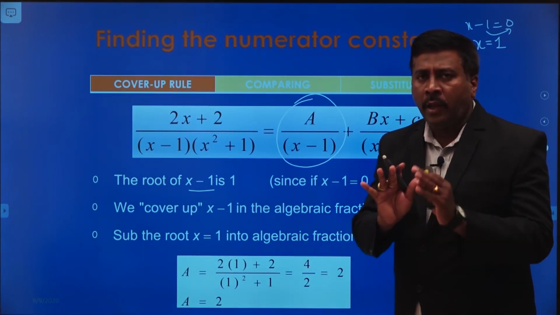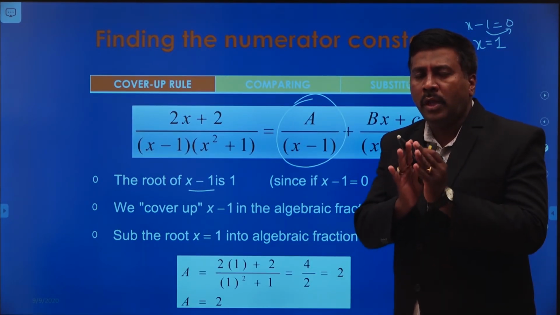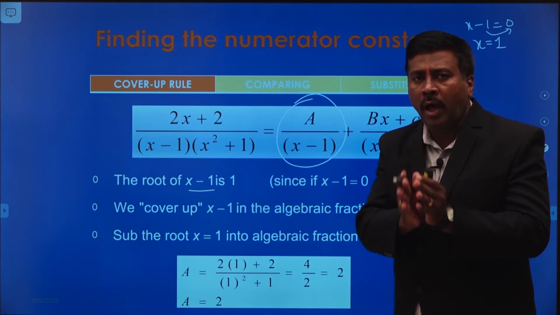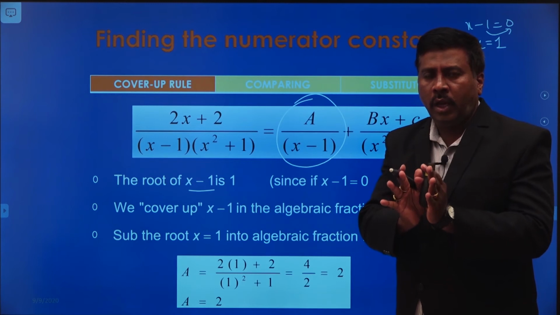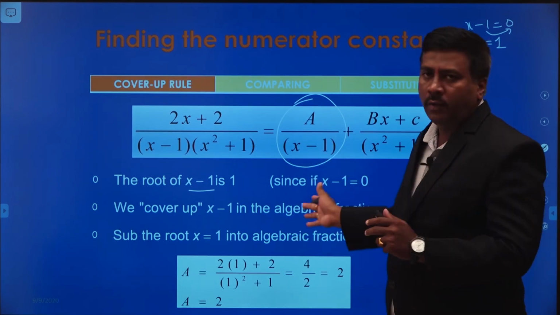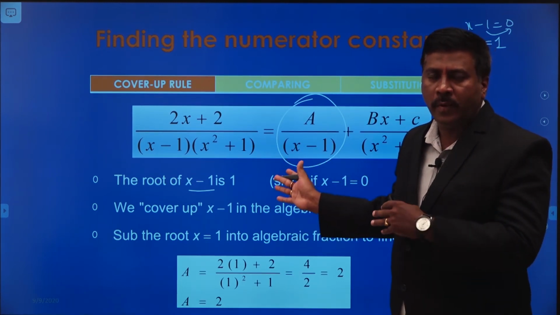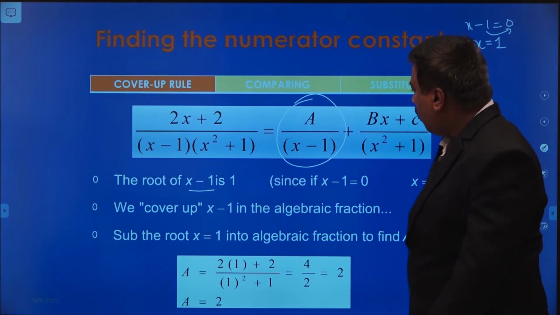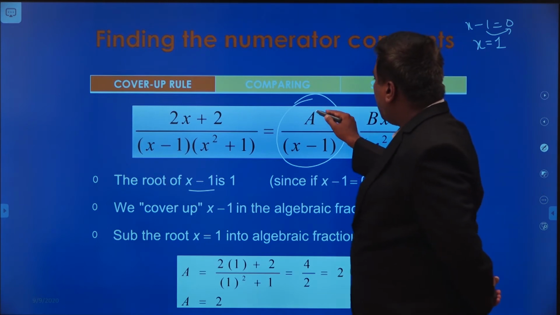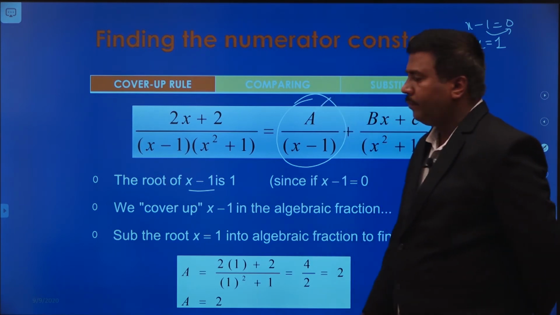Please keep in mind, this cover up rule is only applicable as a shortcut technique. Don't use this process for an actual problem. That is, if the problem is asking for 10 marks, don't use this cover up rule. Now, I want to find the value for A.